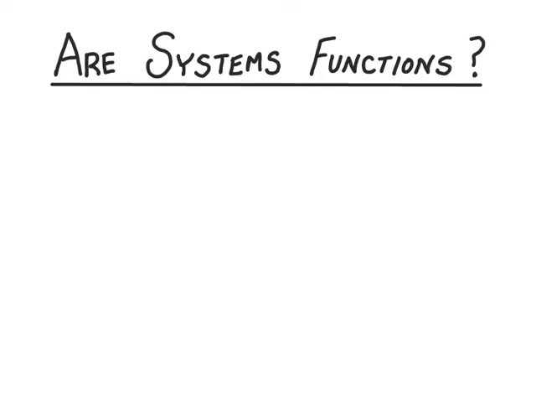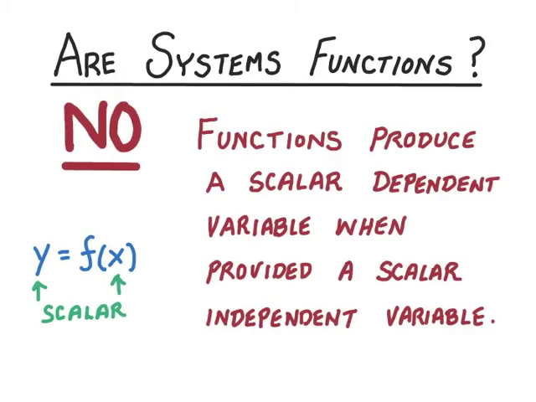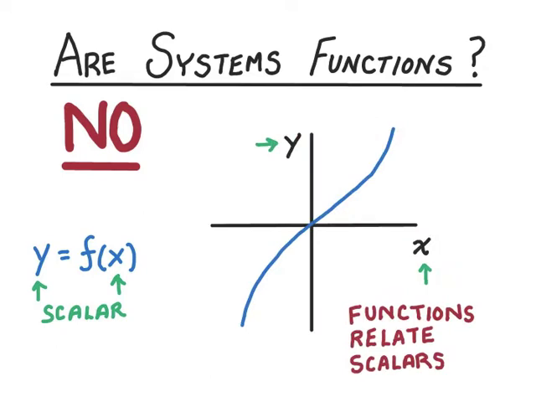But what about systems? Are systems functions? This is a question I'm often asked, and the answer is no. Systems are not functions. Let me explain why. Functions produce a scalar dependent variable when provided with a scalar independent variable. For example, y equals f of x. We put in the scalar x, and out comes the scalar y. We represent that with the graph, showing the relationship between the input x of the function and the output y.